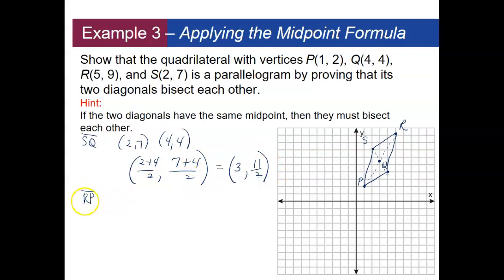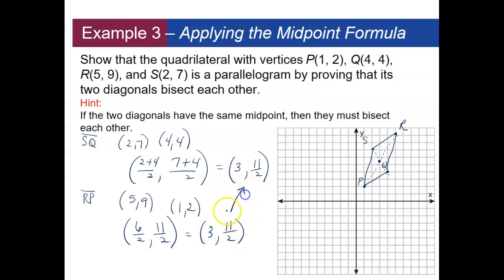Okay, here if we do the same thing with the other diagonal, the diagonal RP, then we're going to have the coordinates of R is 5, 9, and P is 1, 2. So if I add my x's together, I'm going to get 6 over 2. If I add the y's together, I'm going to get 11 over 2. And this is going to simplify to be 3 and 11 halves. So because these two are equal to each other, we therefore have shown that they bisect each other, and therefore it is a parallelogram.